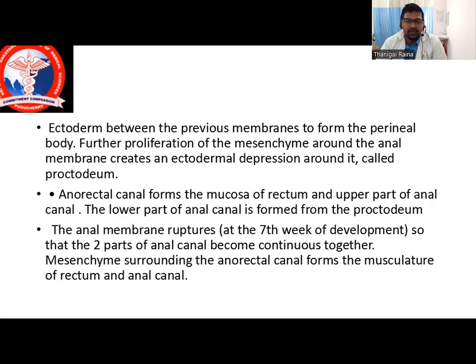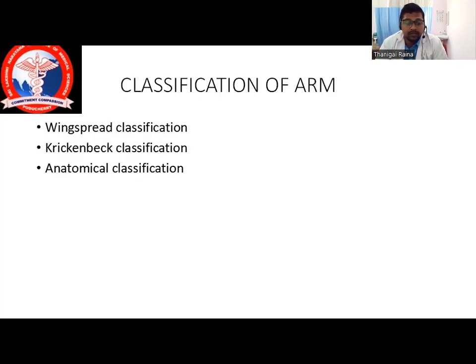Ectoderm between the membranes forms the perineal body. Further proliferation of the mesenchyme around the anal membrane creates an ectodermal depression around it called the proctodeum. The anorectal canal forms the mucosa of the rectum and upper part of the anal canal. The lower part of the anal canal is formed from the proctodeum. The anal membrane ruptures at the 7th week of development so that the two parts of the anal canal become continuous together. The mesenchyme surrounding the anorectal canal forms the musculature of the rectum and the anal canal. This sums up the embryology.